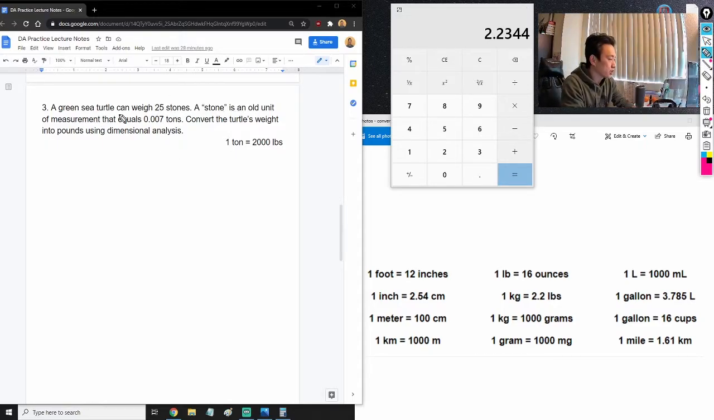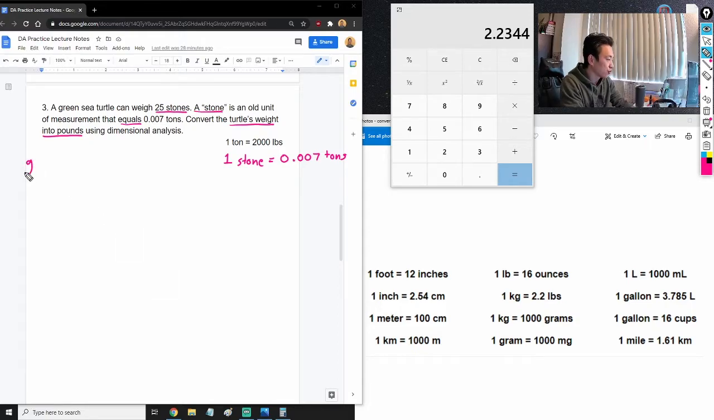So it tells you that a green sea turtle can weigh 25 stones. Okay, a stone is an old unit of measurement that is equal to 0.007 tons. Now, if we stop right there, it says that a stone is equal, you see that word equal, right, to 0.007 tons. So that should automatically let you know, hey, this is probably going to be an equation. So it tells you here a stone. The word is equal to what number? 1. Right? If you have a cake, you have one cake. If you have a car, you have one car. So a stone, it says, is equal to 0.007 tons.